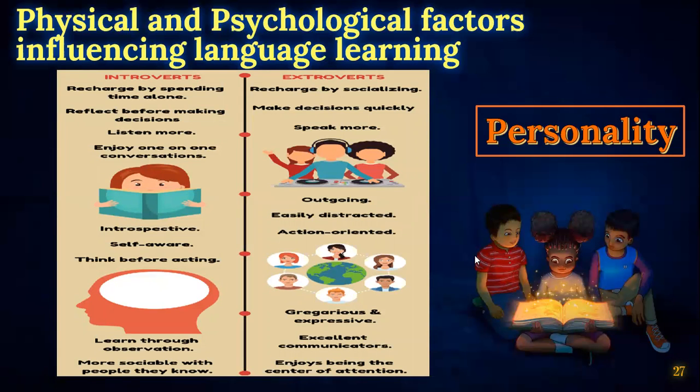Talking about personality, we saw extroversion and introversion. Some characteristics of the extroverts: research by socializing, make decisions quickly, speak more, outgoing, easily distracted, action-oriented, gregarious and expressive, excellent communicators, and enjoying being the center of attention. But extroverts are not always better students than the introverts.